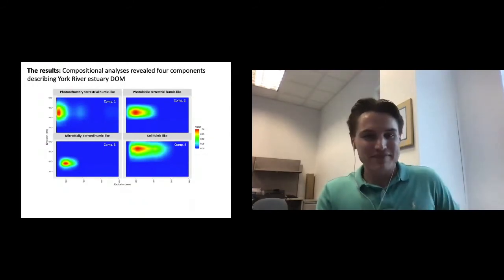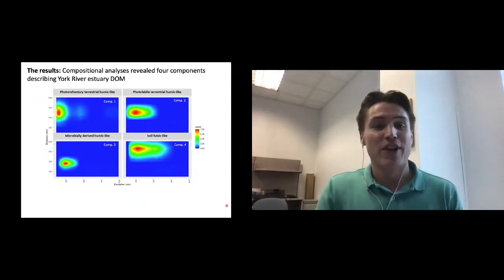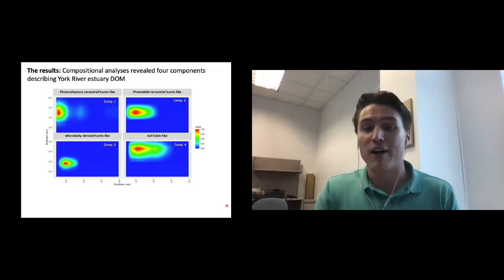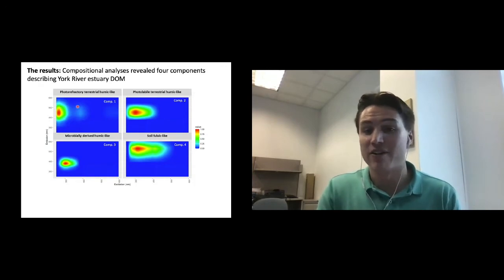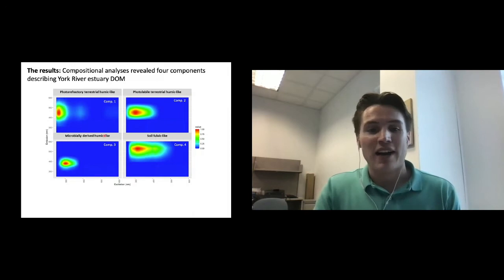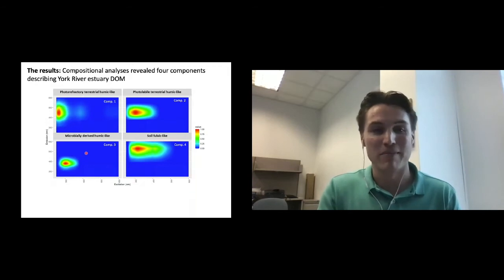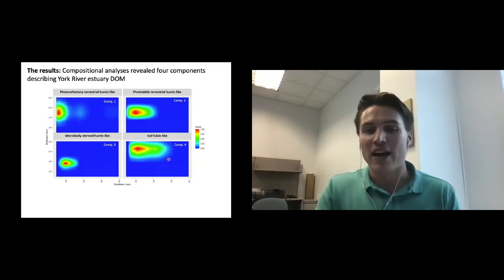So to highlight how that relates to this study, for the York River estuary, I was able to identify 4 components that describe the composition of the organic matter pool during the time of the study. So I identified a photorefractory terrestrial humic-like component, which means that this component is typically resistant to degradation. We have a photolabile component, which is an indication that degradation more easily occurs. We have a microbially derived humic-like component, which indicates that degradation is occurring because the microbes are active. And then we have a soil fulvic-like component, which means there are contributions from soils.